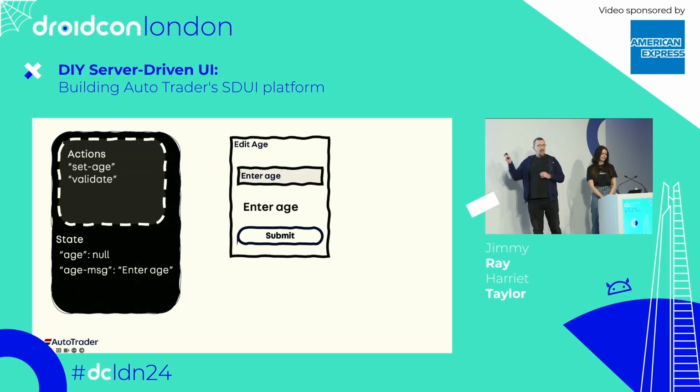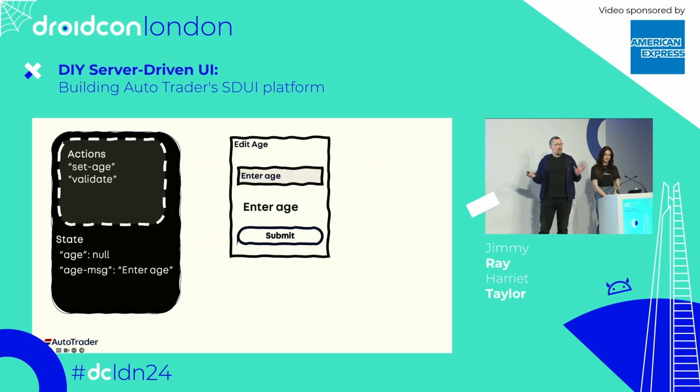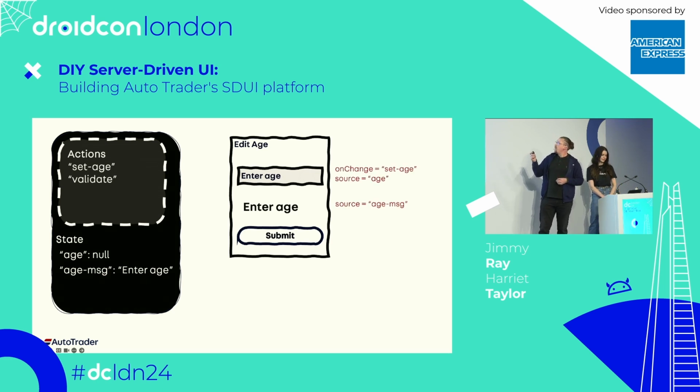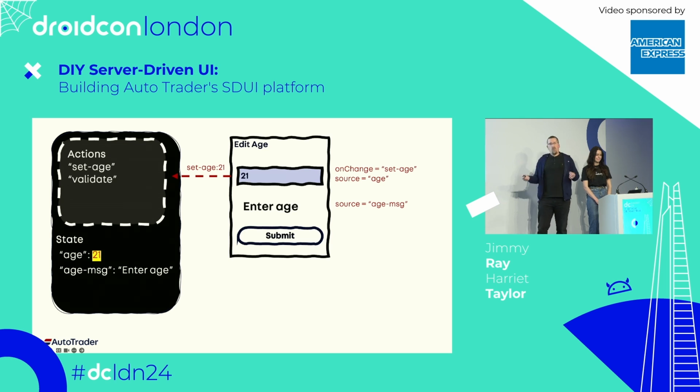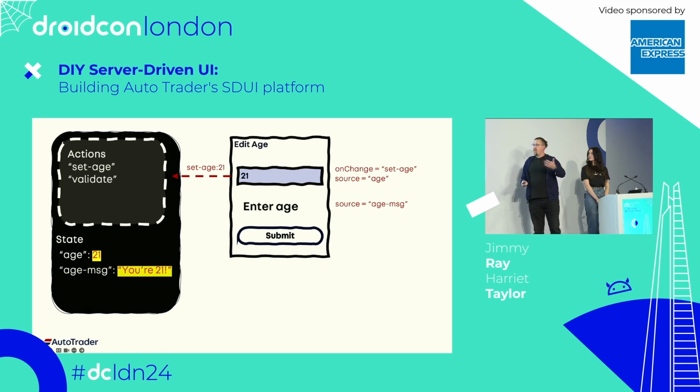So, if we've got a simple form like this, sorry, UX, we're on holiday, where I can enter my age in a form and get a message back. We could have the age input call set age when it changes and observe the age as its source. And we could have the enter age box with the age message as its source. If I enter my correct age of 21 into this field, it calls the set age action with the value of 21. Because we don't know what the actions actually do, we don't care, we've just called an action. That could update the age field, but it could also update the message.